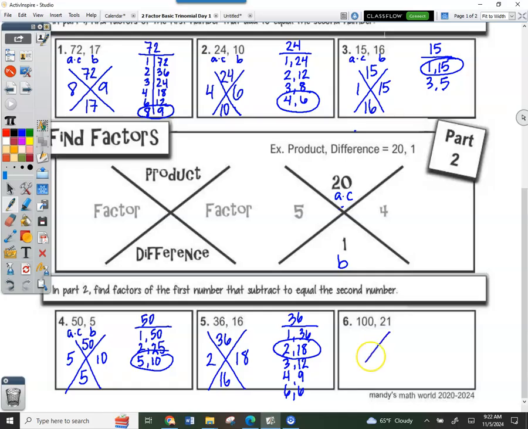121. So it's got to multiply to give me 100. It's got to add to give me 21. We're going to work with factors of 100. So 1 and 100, 2 and 50, 3 won't go, 4 and 25, 5 and 20, 6 won't go, 7, no, 8, 9, 10 and 10.